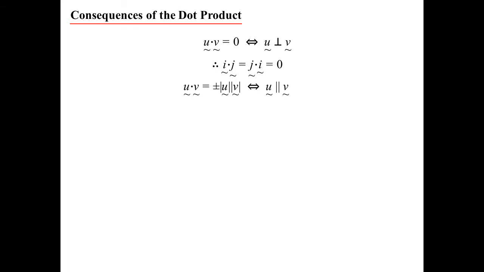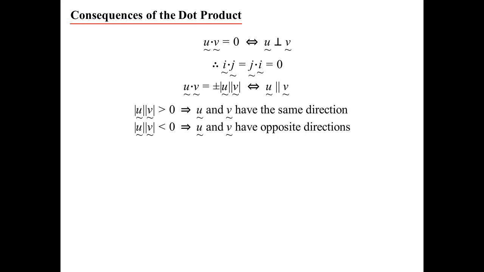u dot v, if it ends up being plus or minus the magnitude of u times the magnitude of v, it means those vectors must be parallel. Cos theta is going to equal 1 or negative 1. Either way, you're going to get 0 or pi, so they'll be in the same direction or opposite directions. So they've got to be parallel.